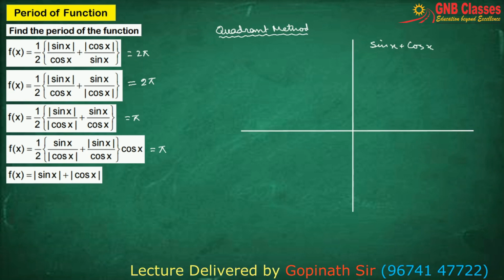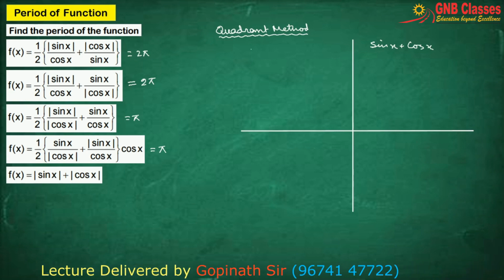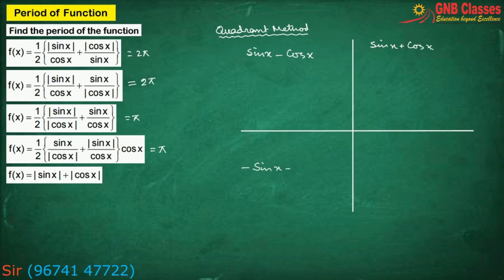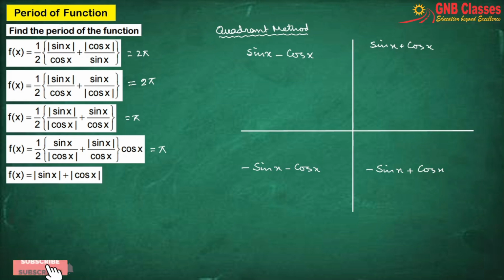In the second quadrant, sin is positive, cos is negative. In the third quadrant, sin and cos are both negative. And in the fourth quadrant, sin is negative, cos is positive. This is the first step that we have done.